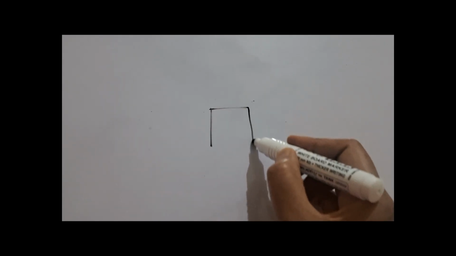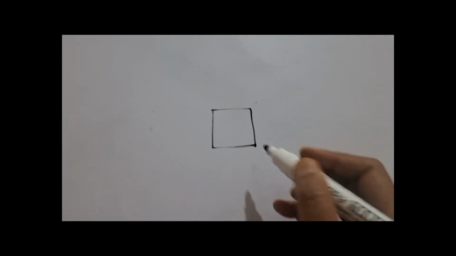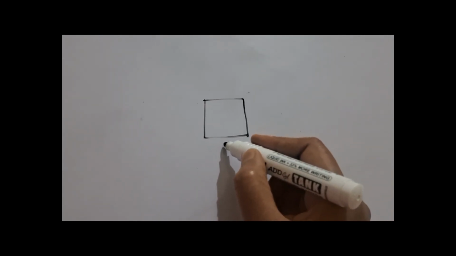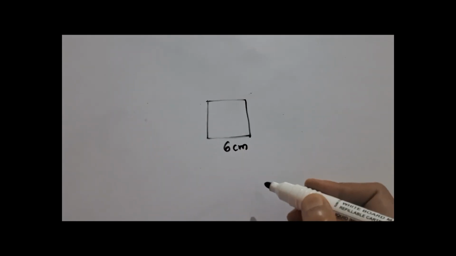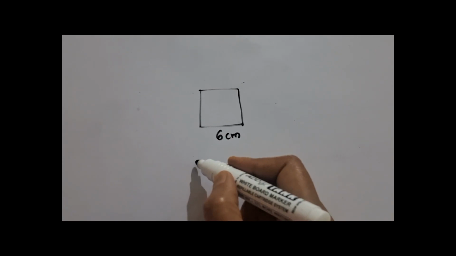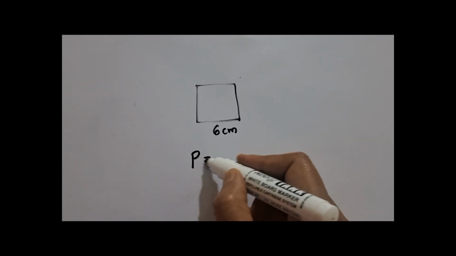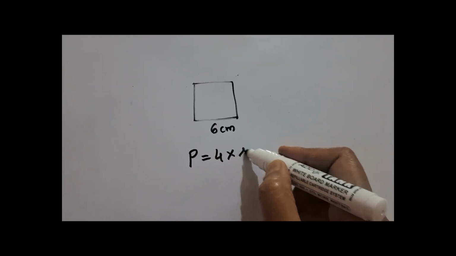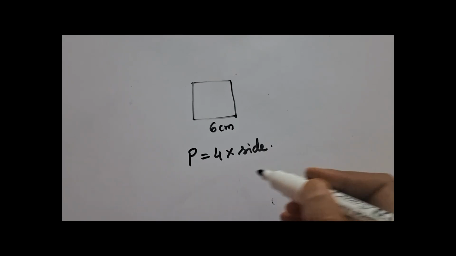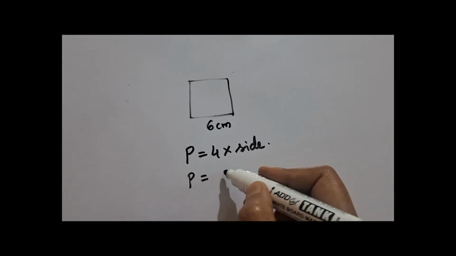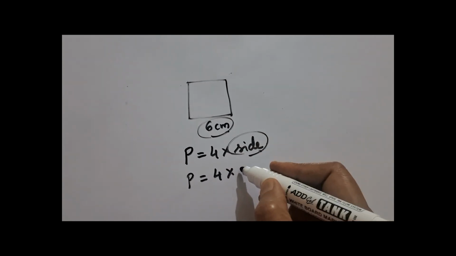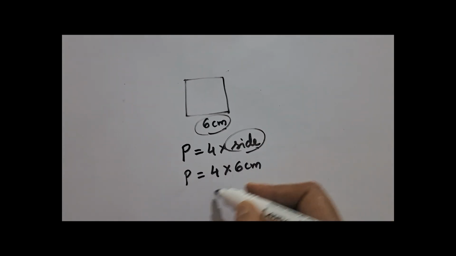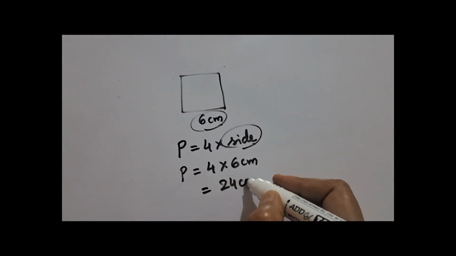Suppose one square is there, whose side is given as 6 centimeter. Now perimeter of the square we have 4 into side, isn't it? So this perimeter will be 4 into side, and the side is given as 6 centimeter. So 4 into 6 centimeter, which is equal to 24 centimeter.